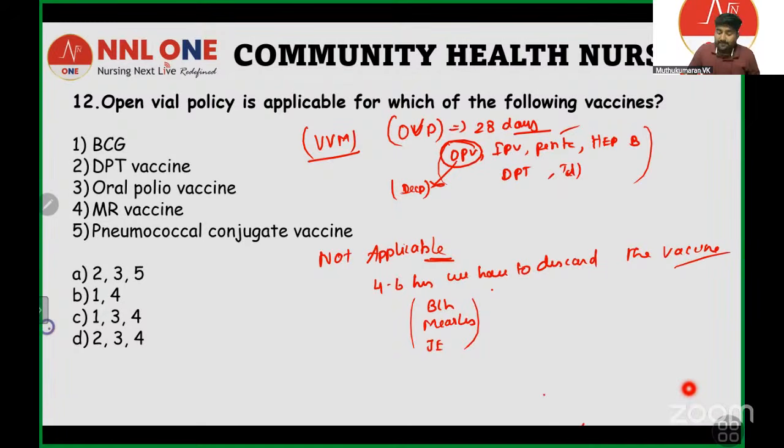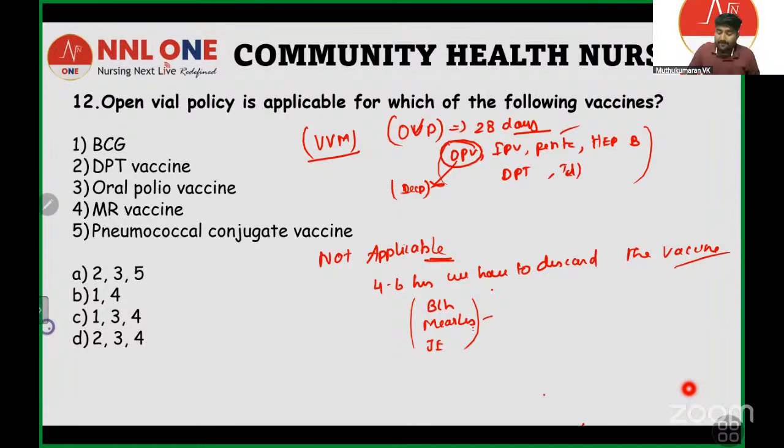Single dose vaccine, for example, I think some of the COVID vaccines, are single dose vaccines where we do not use this open vial policy. Single dose vaccine, open vial policy, we should not use. We have to discard it. It's a once use vaccine. Here measles and BCG, within 4 to 6 hours after reconstitution we have to use, or else we have to discard the vaccine. So for other vaccines, open vial policy is applicable.